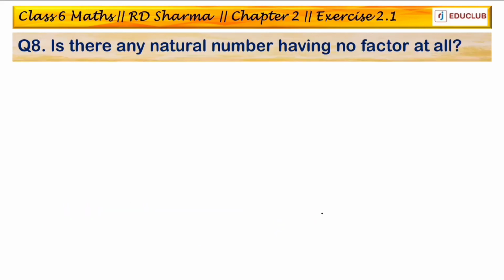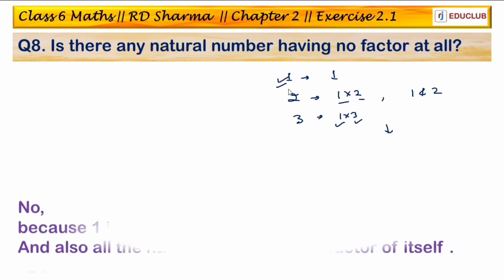Now, is there any natural number having no factor at all? If any number is there, there will be some factors. If 1 is there, 1 is the factor. If any other number is there, for example 2, its factors are 1 into 2, that is 1 and 2. Or 3, the factors are 1 into 3, so 1 and 3 are factors. Similarly, all numbers have 2 or more factors. Only 1 has one factor, only 1.